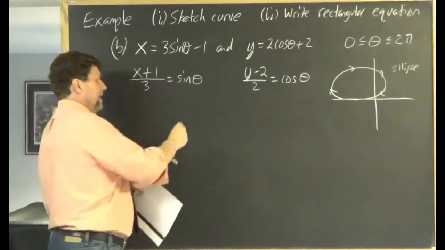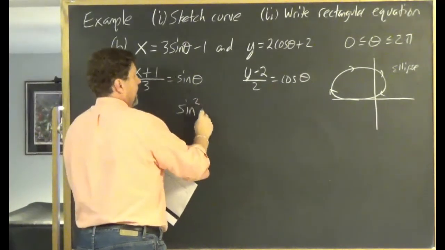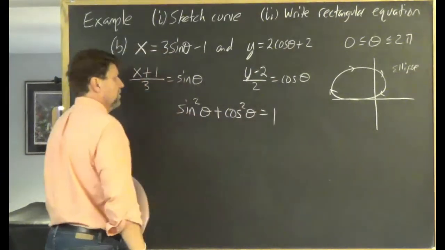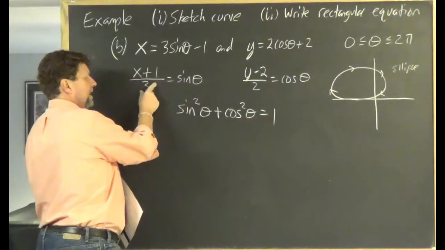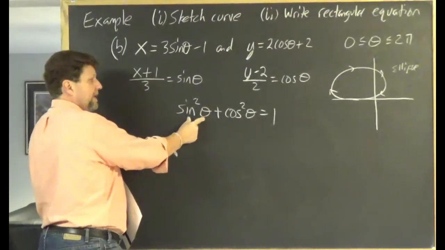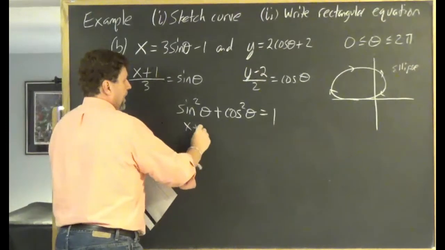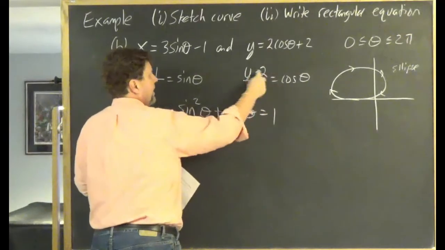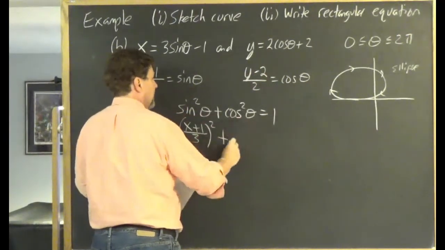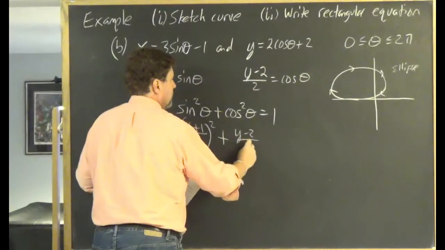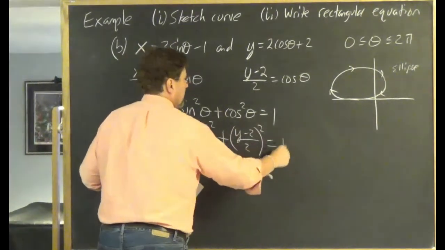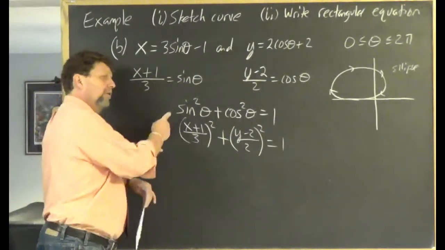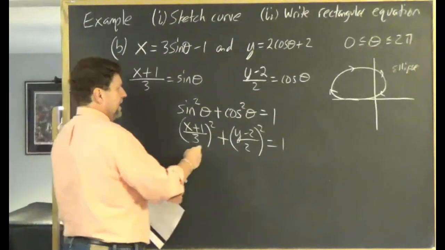And I remember a Pythagorean identity that says sine squared theta plus cosine squared theta equals 1. Well, if I know sine theta is (x plus 1) over 3, let's put it in here for sine theta. So we have ((x plus 1) over 3) squared. Cosine theta is (y minus 2) over 2. Put it in there. That's a rectangular equation. It's got x's and y's. Kind of cool. We got to use a trig identity, a Pythagorean identity.